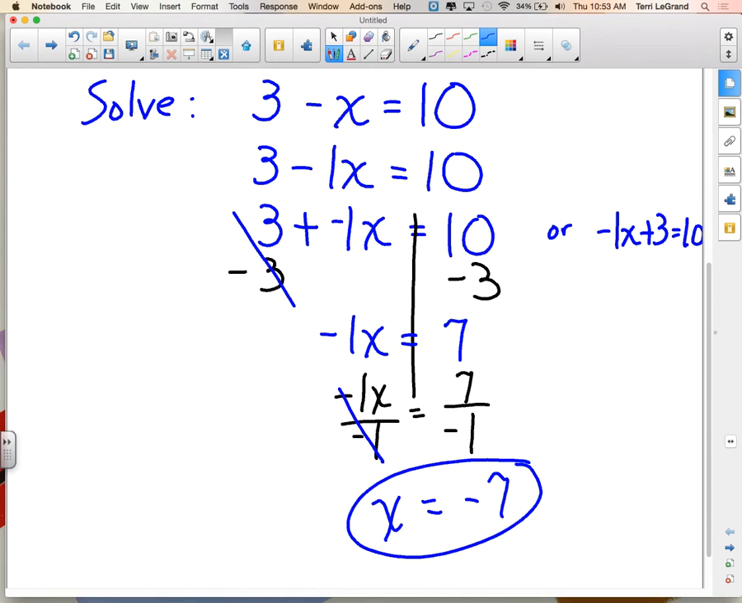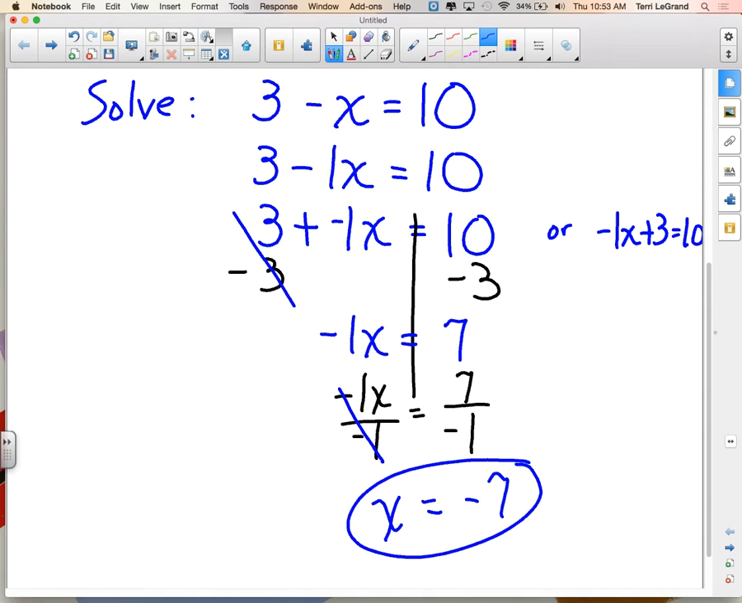Would this one check out? Would 7 check out? Let's try it. 3 take away 7. Anybody know what that is? We're at 3. We take 7 away from it. 1, 2, 3, 4, 5, 6, 7. We end up at negative 4. So we would end up with negative 4 on this side and 10 on the other side. Does that check? No, that doesn't check.